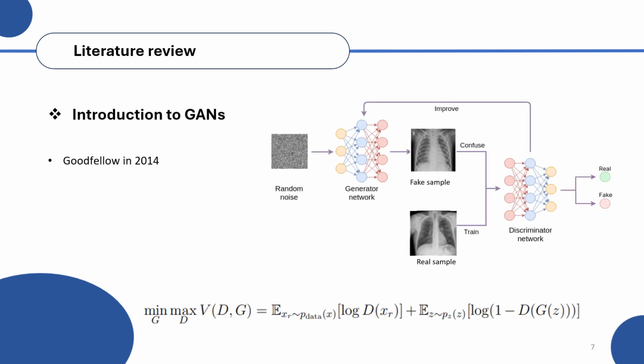GAN is a subcategory of generative models, first introduced by Goodfellow in 2014. The generator and discriminator are two neural networks and essential elements in the GANs. These two networks collaborate in an opposite but complementary way, competing against each other.